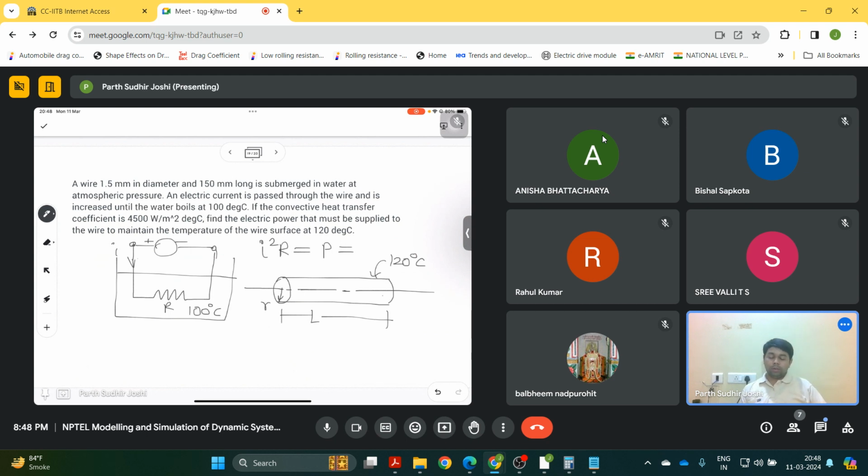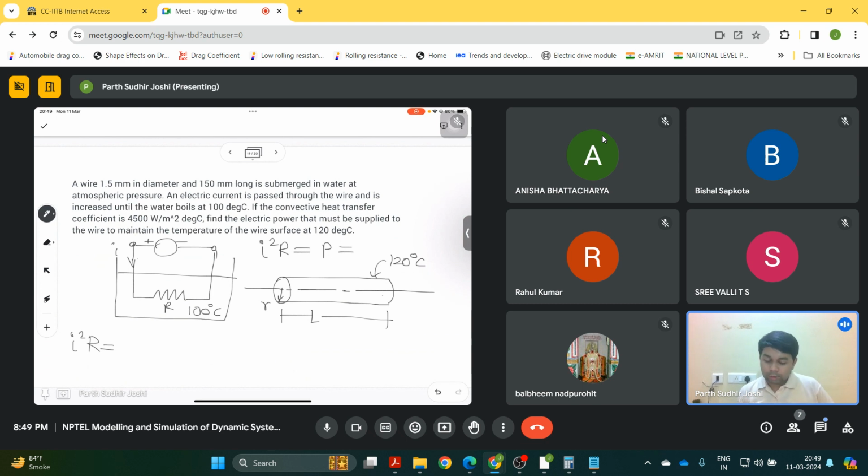So now for this system to be at steady state, the heat that is being generated inside the wire because of the current flowing, so that power should be the same as the power that is being given to the water in the form of convection. So basically this power I square R should be the same as the heat transfer because of the convection.